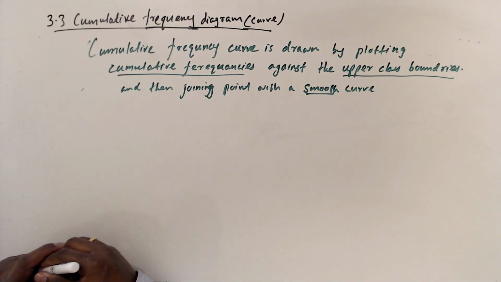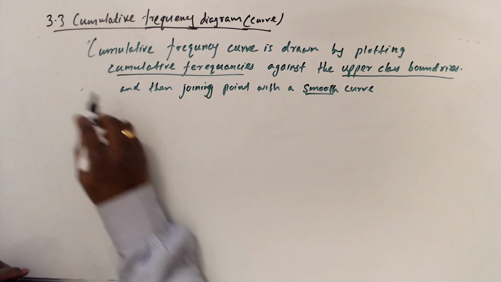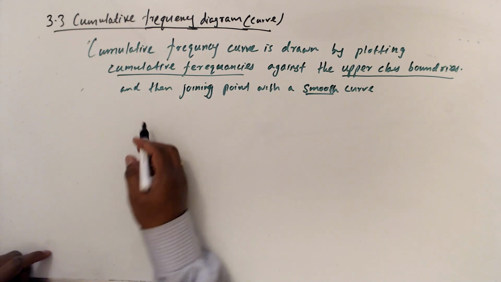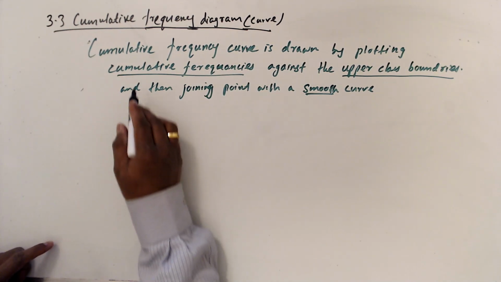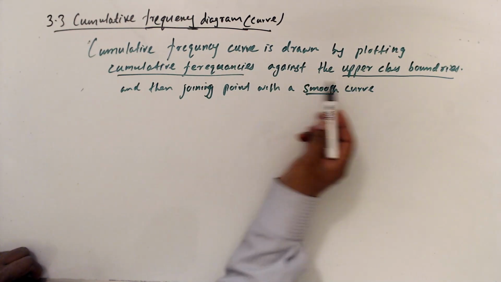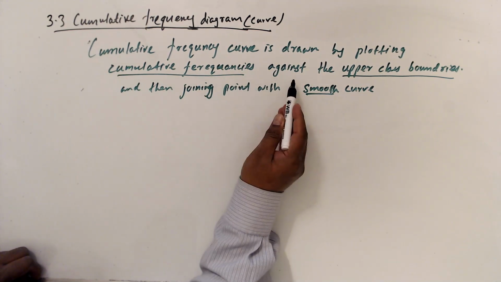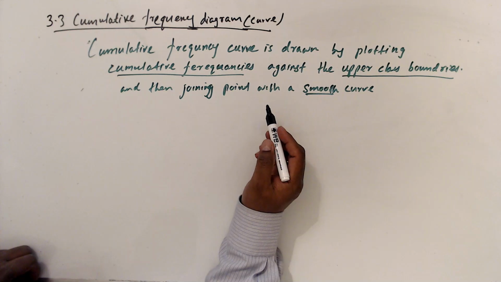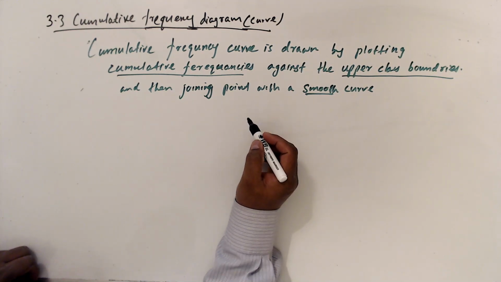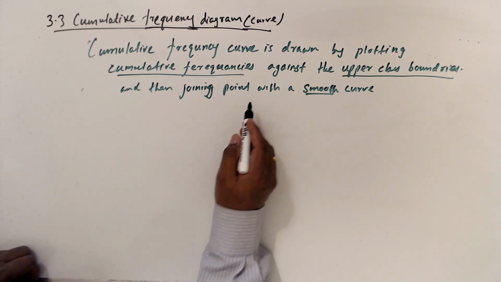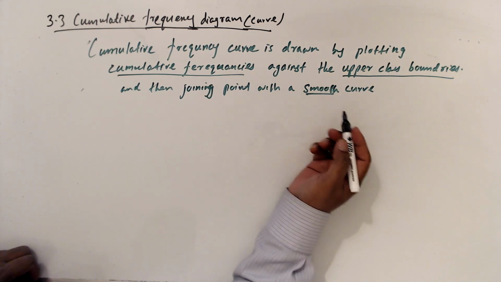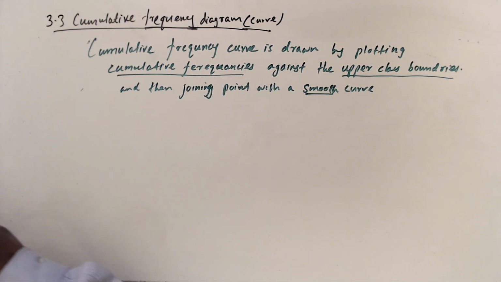Topic 3.3, cumulative frequency diagram or curve. A cumulative frequency curve is drawn by plotting cumulative frequencies against upper class boundaries and then joining the points with a smooth curve.